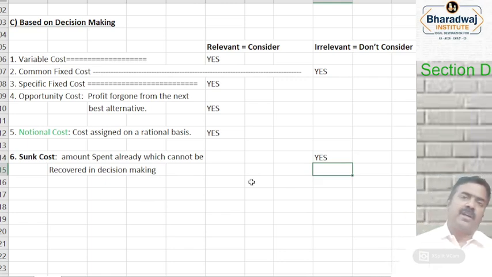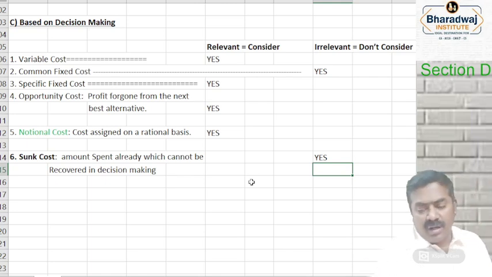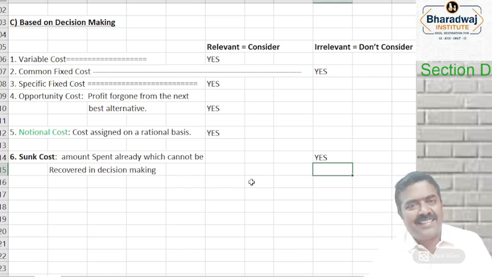Okay, 10 years back you purchased a machine for, let us assume, $1 lakh. Today the machine is working, but everybody moved to an advanced model of a machine. What about the amount spent on the old machine?